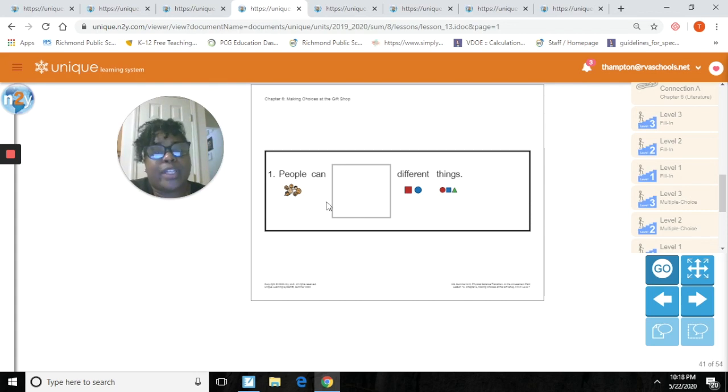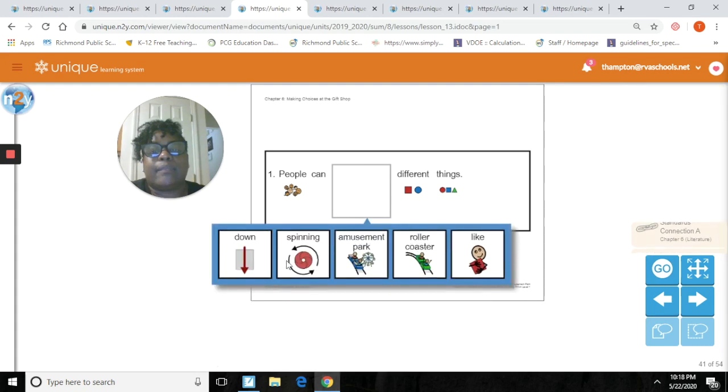So whenever we are working with questions, even if I don't tell you this, I always want you to make a choice, because you can always pause the screen and say, Mom or Dad or whoever's sitting with you, I need to make a choice, in case I forget to tell you, okay? All right, so let's read our first statement here. It says, people can blank different things. Down, spinning, amusement park, roller coaster, like. Make a choice.